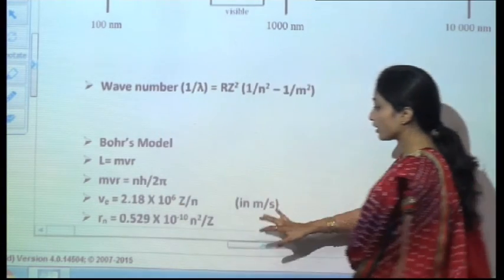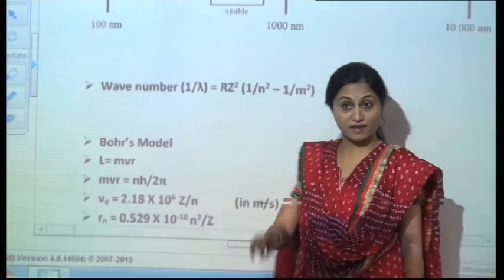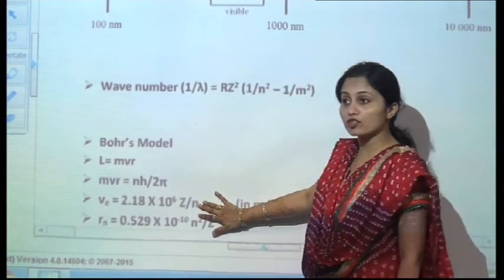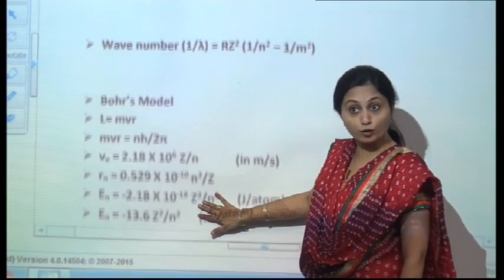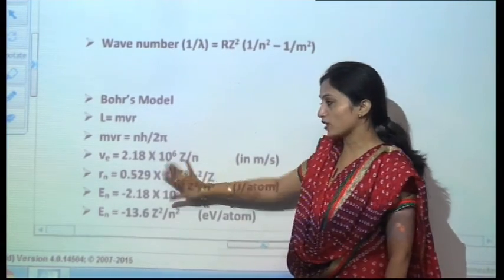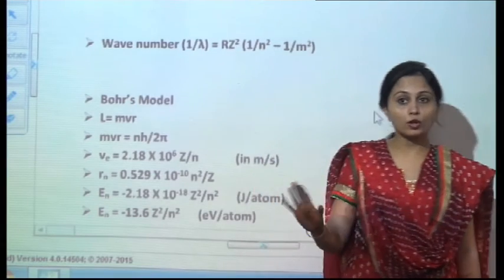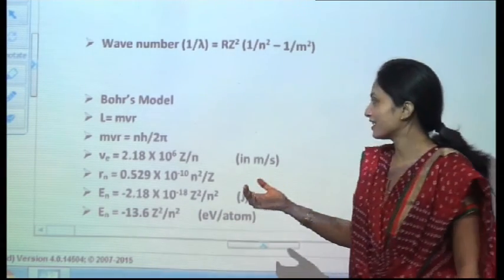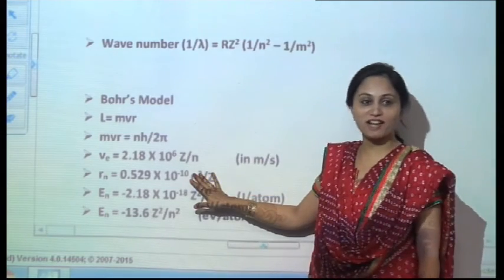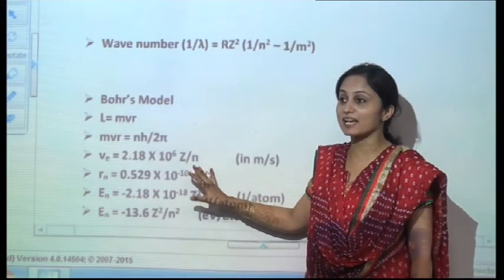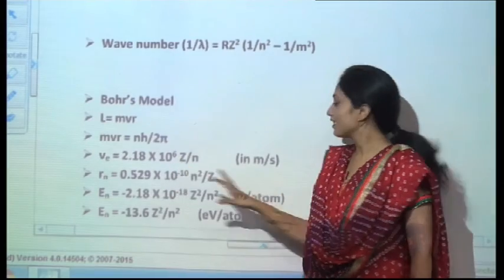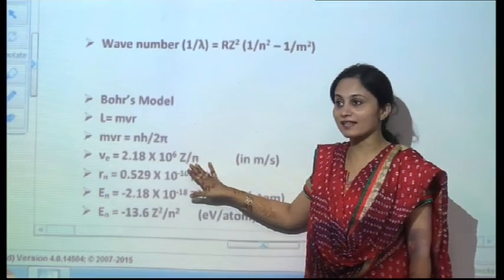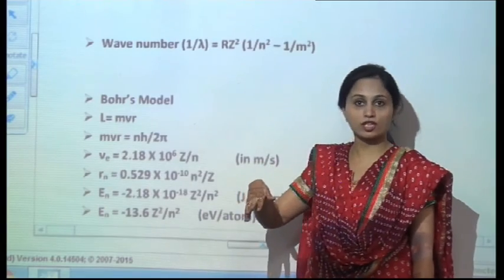Then thereafter you have the velocity expression, which is very important. I gave you all these expressions last time, so I hope you can recall them right now and memorize them if you have not done it. It will take about 2-3 seconds only. Velocity is equal to 2.18 into 10 to the power 6 Z by n, in meters per second. Z is your charge, n is the level which you are talking about.